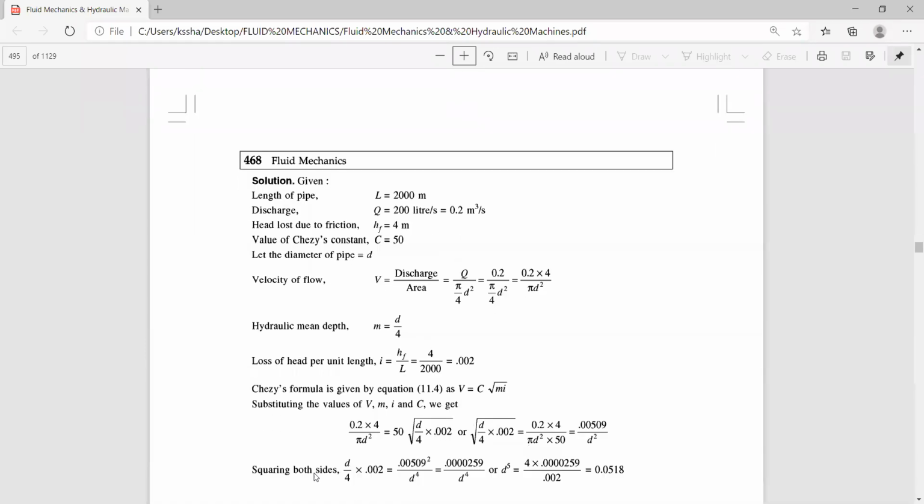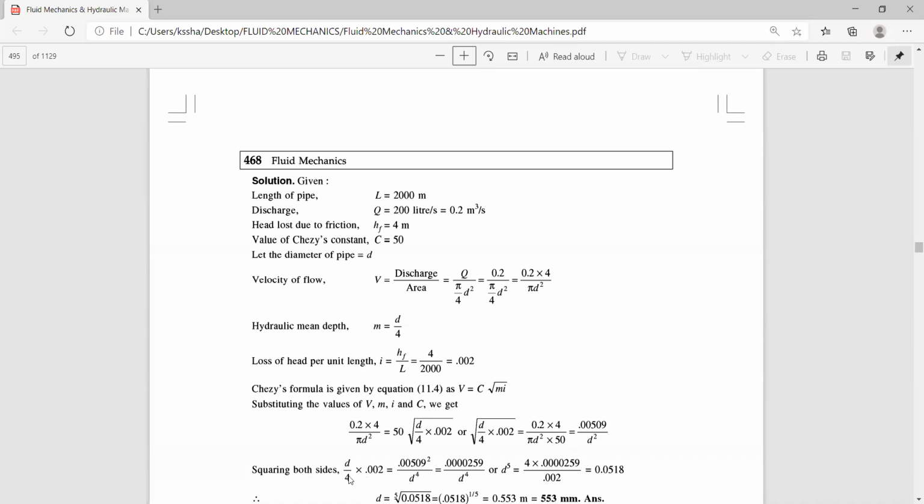So you can substitute the values of V, m, i and C. Velocity 0.2 into 4 divided by pi d square is equal to C, Chezy's constant, which is 50, into under root m, which is d by 4, into 0.002. We are interested in calculating d. So we take the terms to the right hand side, and it becomes 0.2 into 4 divided by 50 into 3.142 pi, which comes out to be 0.0509 divided by d square.